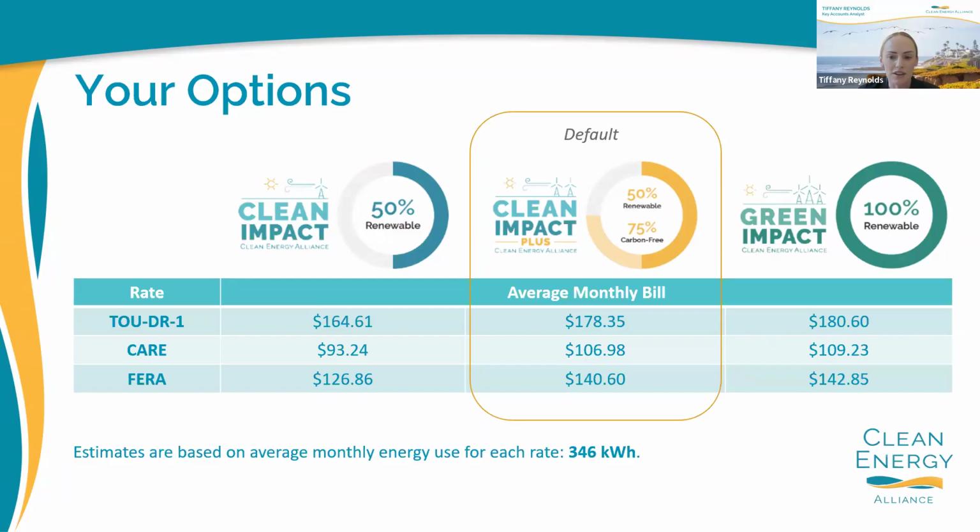As you'll notice, our default power product is our Clean Impact Plus, which is highlighted here on this slide. So folks who are automatically enrolled in CEA are receiving our Clean Impact Plus power product. If you're a CEA customer and you haven't changed your power product, you are on our Clean Impact Plus product. You can either opt up or choose to opt down to one of the other 2 power products, depending on your preference for your household.